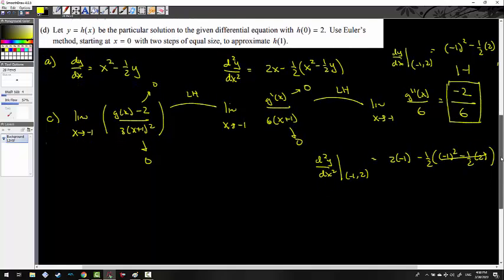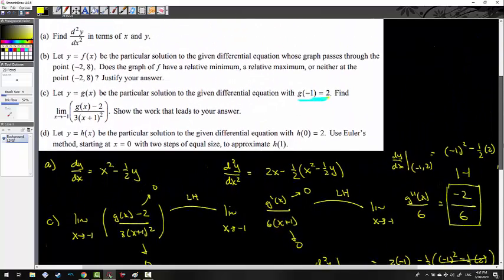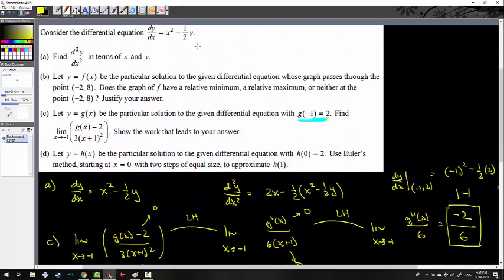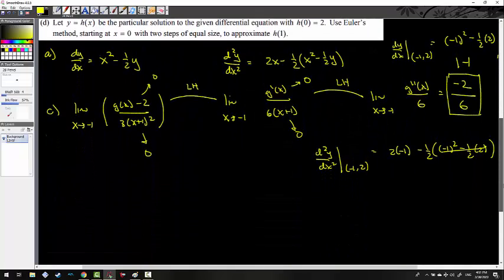Part D. Let y equals h of x be the particular solution to the differential equation with h of 0 equaling 2. Use Euler's method starting at x equals 0 with 2 steps of equal size to approximate h of 1. Again, they haven't asked me to separate terms at all. In fact, if you look at the original diffy-q, we don't have the skills right now to separate these terms. We haven't taken that class yet, so all we can do is just use Euler's method on this thing.